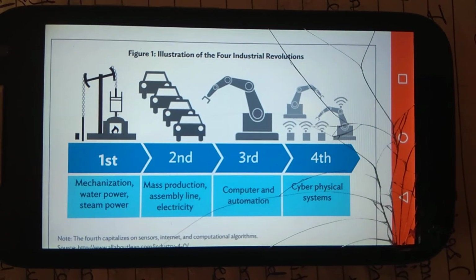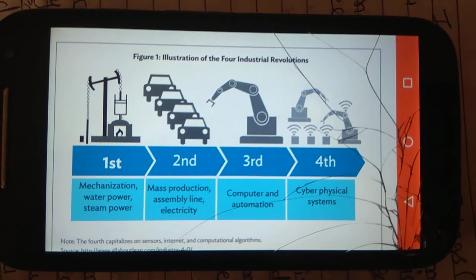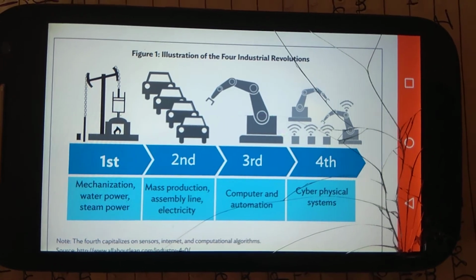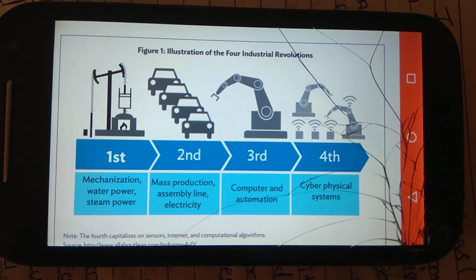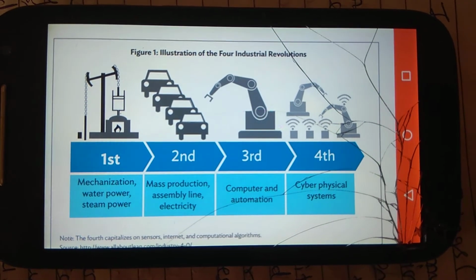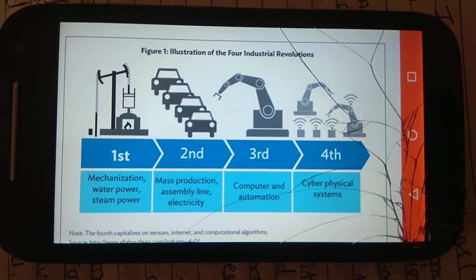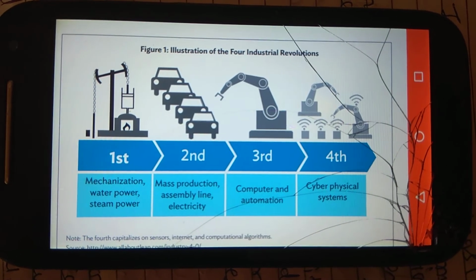Now consider these images. The first one is the mechanism with water and steam power. Second is the mass production assembly line and electricity. Third is computers and automation, and the fourth one is the cyber-physical system. In the prior three revolutions, there were improvements in productivity. First came steam and water, next came electricity and the assembly line, and then computerization.